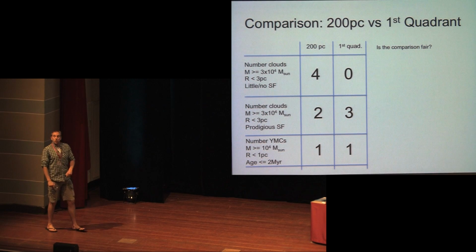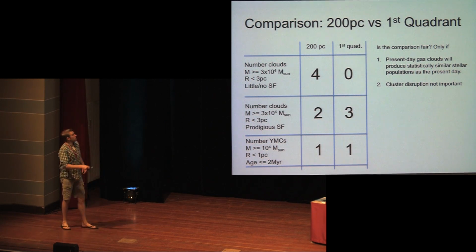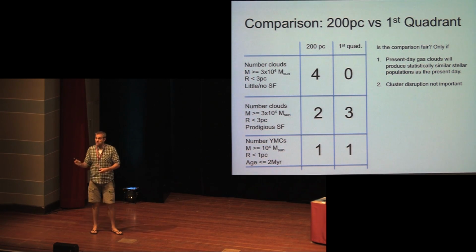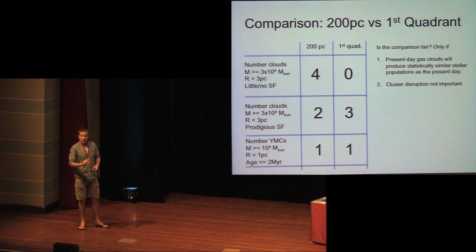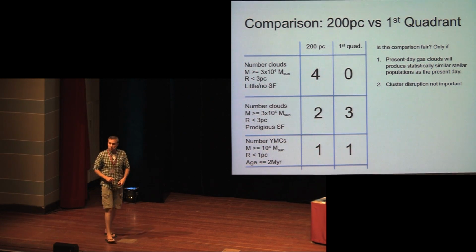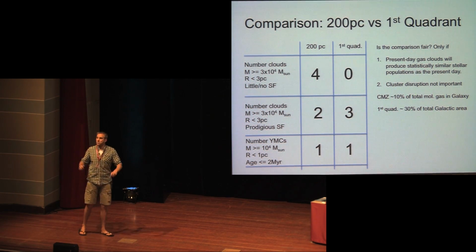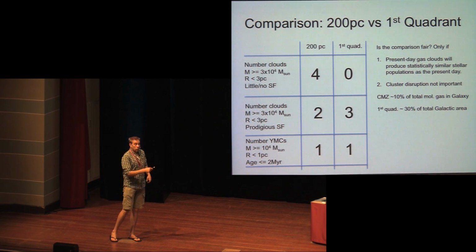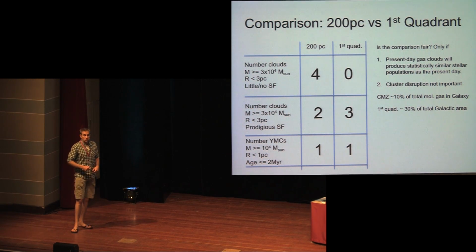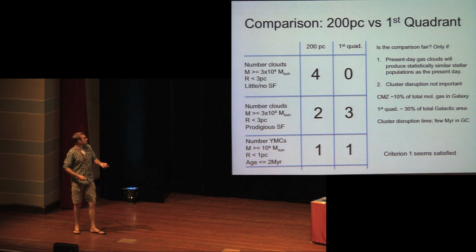Before we try to do any physics with this, is this a fair comparison to make? I would argue yes, but only if the present-day gas clouds that you're seeing will produce statistically the same stellar population that you see at the present day. That's the first criterion. The second is that cluster disruption is not important, because if clusters get disrupted at different rates and you compare things down here, you might get in trouble. So we checked. We know that the central molecular zone of our galaxy has 10% of the molecular gas, and the first quadrant makes up 30%. The region reviewed by Ginsburg makes up 30% of the total galactic area. So we're pretty sure that in terms of sampling and statistics we should be doing a pretty good job. So criterion 1 seems satisfied.